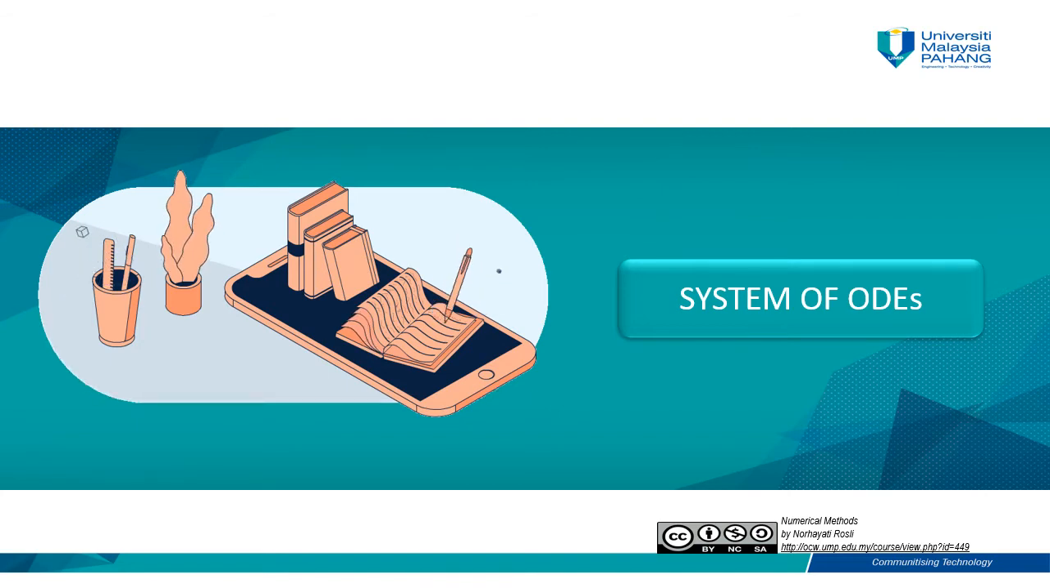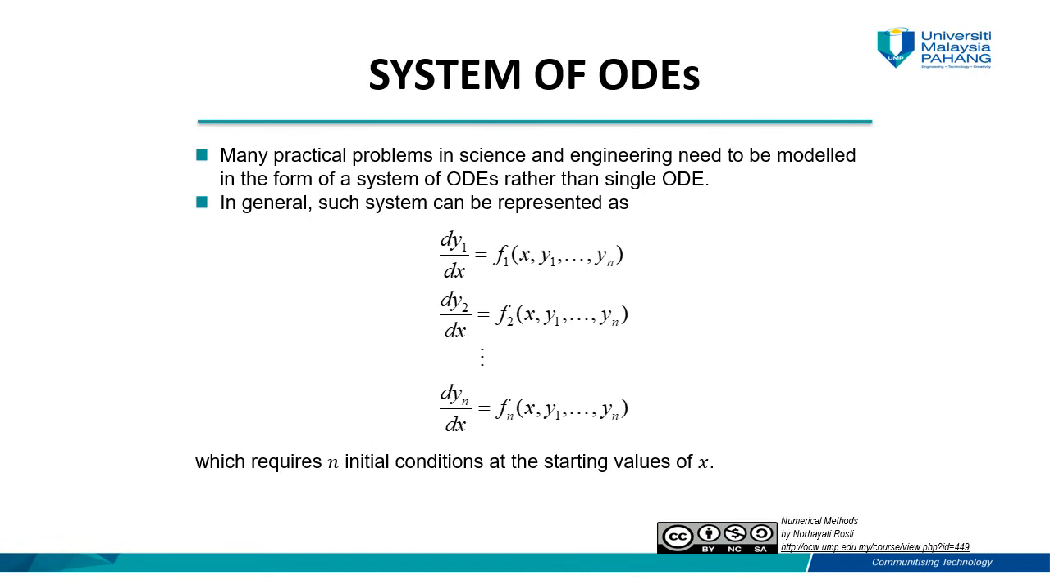So in this video, I would like to discuss the last subtopic in chapter 5, system of ODE. In a real life problem, most of the problems involve a system of ODE rather than a single ODE. So what is a system of ODE? A system of ODE means you will have more than one differential equation. For example, this is the first differential equation, second differential equation, until the nth differential equation. And all the differential equations require n initial conditions at the starting value of x.